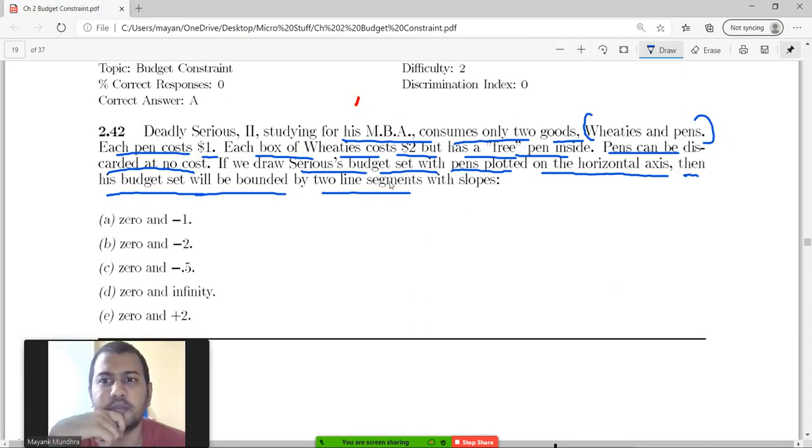Budget set with pens plotted on the horizontal axis. Then his budget set will be bounded by two line segments with slopes.